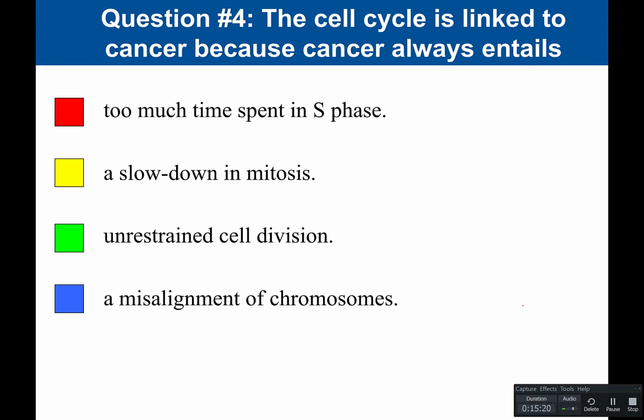So question number 4 for you to post on Canvas. The cell cycle is linked to cancer because cancer always entails red, too much time spent in S phase; yellow, a slowdown in mitosis; green, unrestrained cell division; or blue, a misalignment of chromosomes. So put your answer in Canvas, and then I will post the answers later.